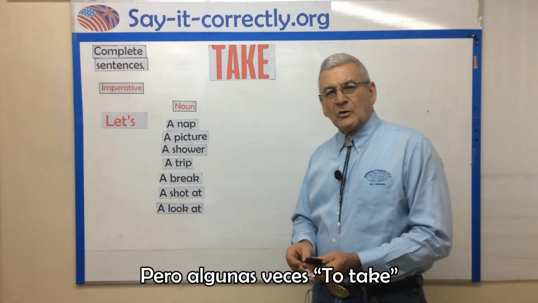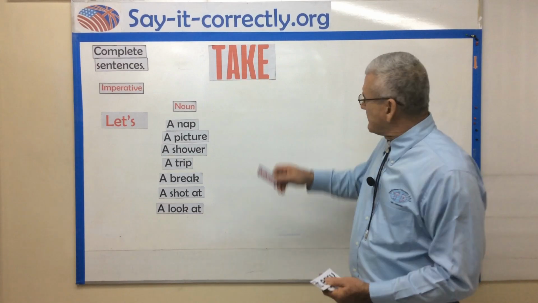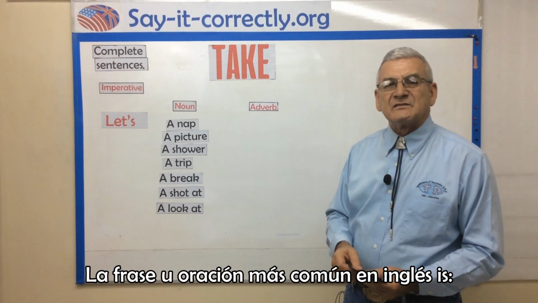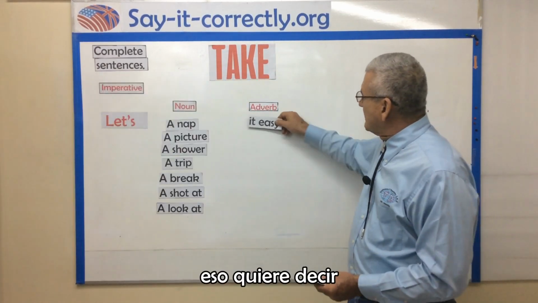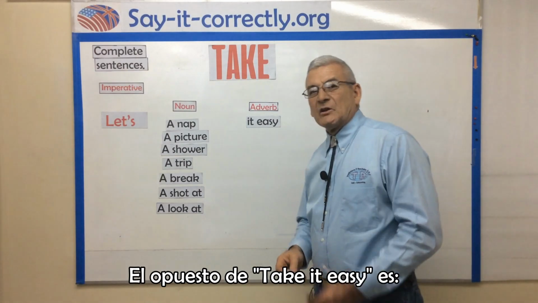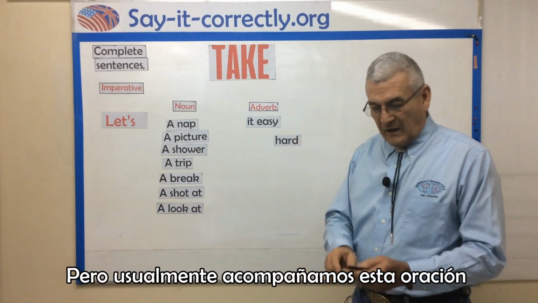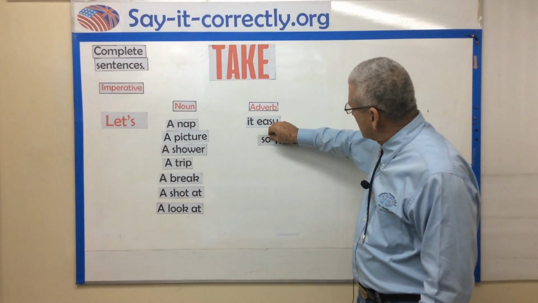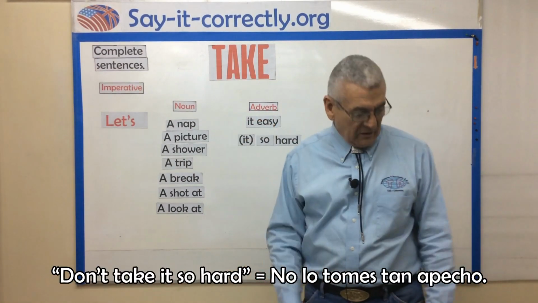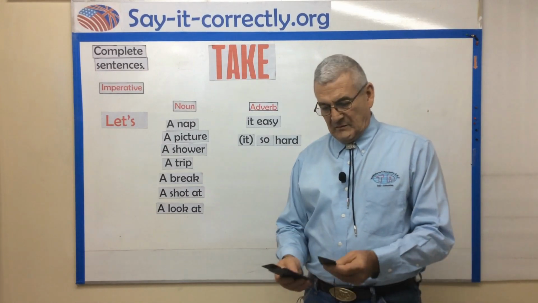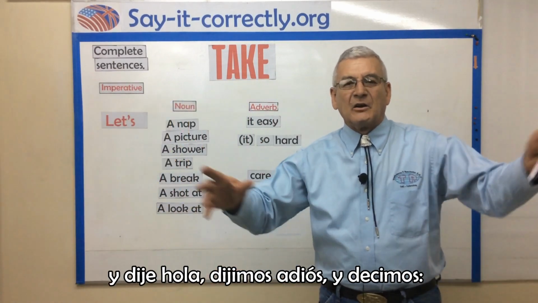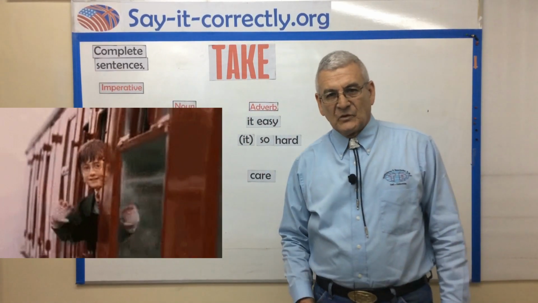But sometimes to take also uses adverbs. The most common phrase or sentence in English is take it easy. That means calm down. The opposite of taking it easy is to take it hard. But we usually accompany this sentence with the word so. Don't take it so hard. It is the subject. Don't take it so hard. Sometimes we use take care. When I see someone and at the end of the conversation I say hello and we say goodbye, take care. We also say that.